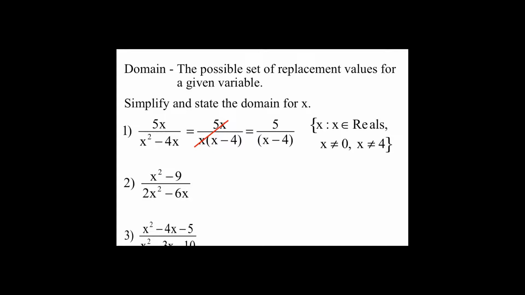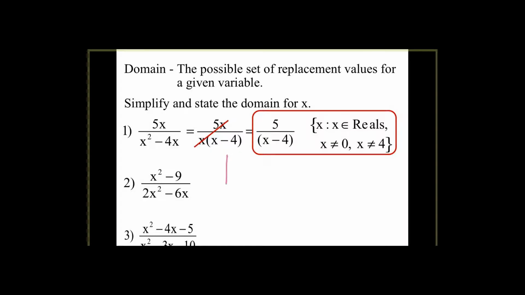So one more time. It is right here where I'm fully factored that I figure out what my domain is. I set all factors of the denominator, once they've been factored, equal to 0, and I get that x cannot equal 0 and x cannot equal 4. But x can be any number in the real number system except for 0 and 4. Those are the only restrictions. All right, now pause the recording and try and state the domain for x in number 2 and simplify.